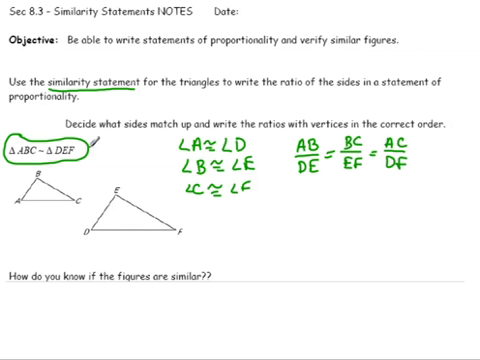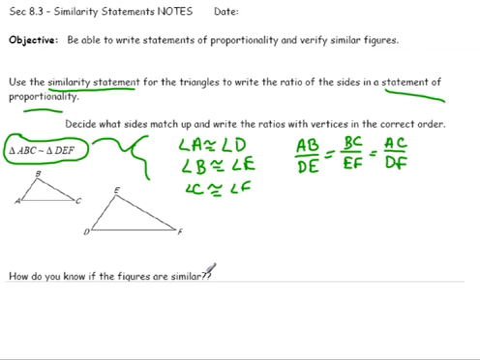And now I'm getting all of this from this statement right here. I haven't even looked at these triangles yet, but those triangles should definitely say that these are the things that I have matched up. So it is decide what sides match up and write the ratio with the vertices in the correct places. So here are the angles, and here is the statement of proportionality.